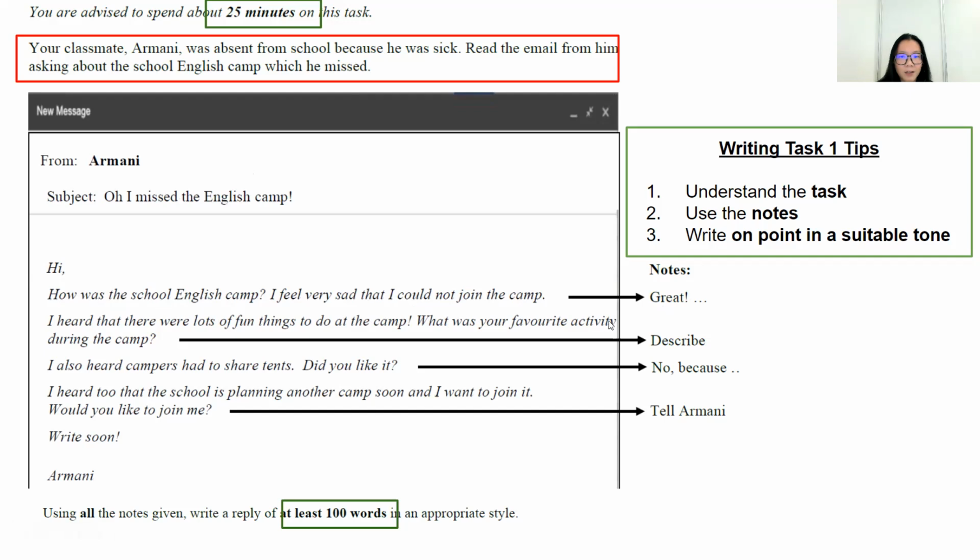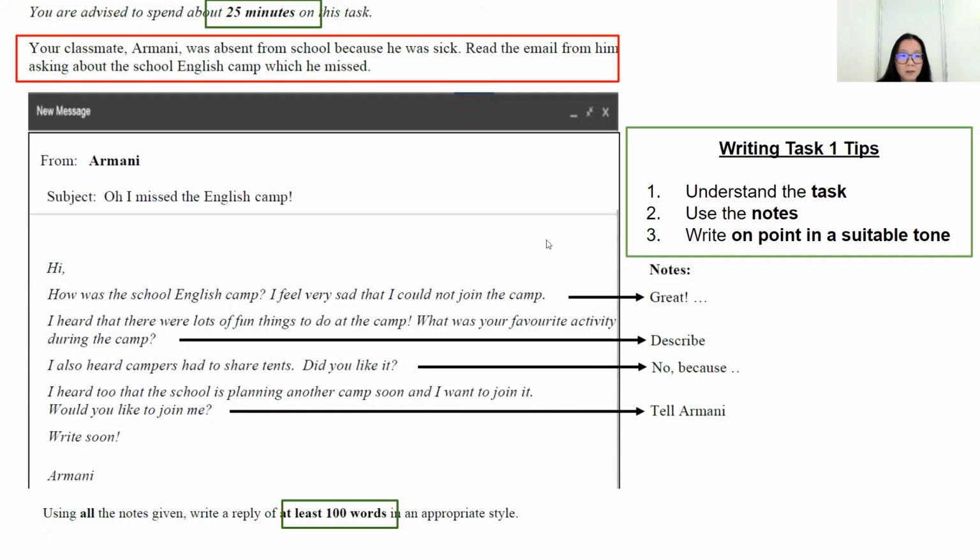What was your favorite activity during the camp? You're asked to describe. I also heard campers had to share tents. Did you like it? You're already told, you should reply no and give a reason. I heard too that the school is planning another camp soon and I want to join it. Would you like to join me? You're supposed to tell Armani, and then write, soon, Armani.